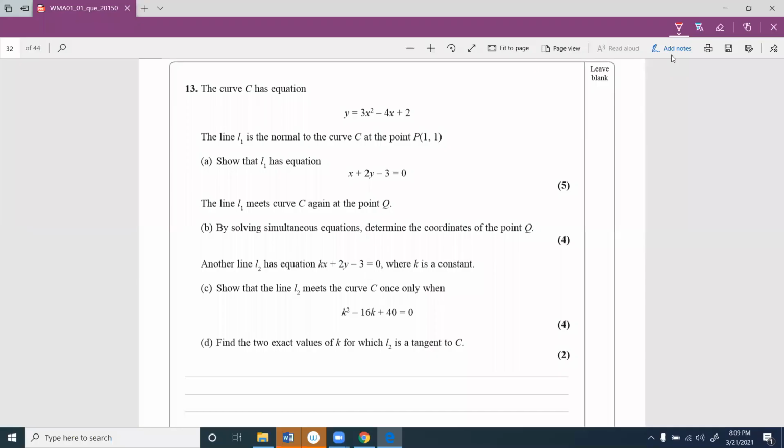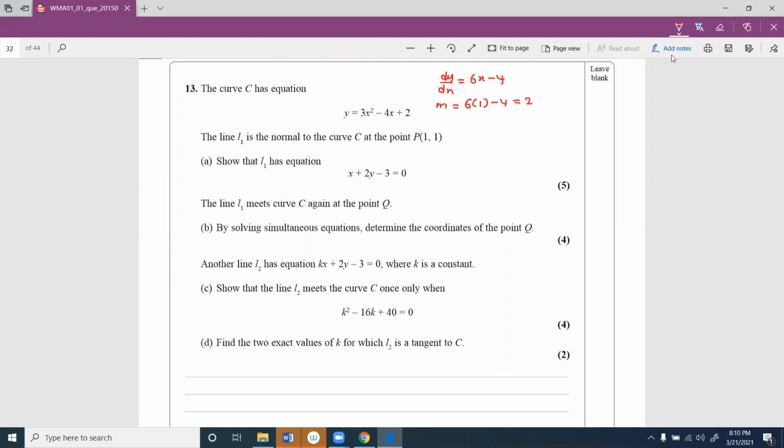Right. When you do this question, the curve C has the equation y equals 3x squared minus 4x plus 2. The line L1 is normal to the curve at the point (1, 1). Show that the line L1 has the equation of this. To find the equation, initially we can find dy by dx. If you differentiate it, it turns into 6x minus 4. Then we can find the gradient at (1, 1). So the gradient of the curve becomes 6 times 1 minus 4, which is 2.